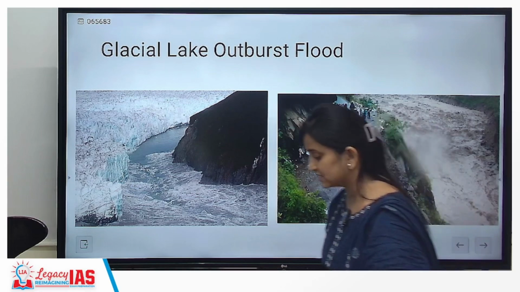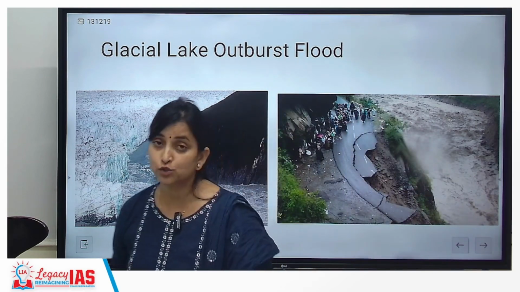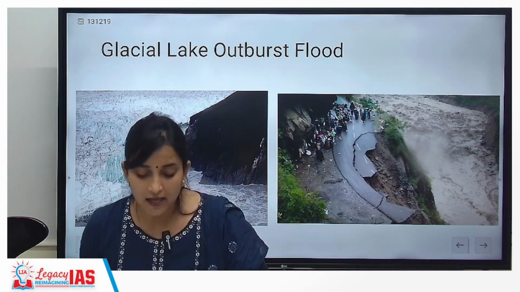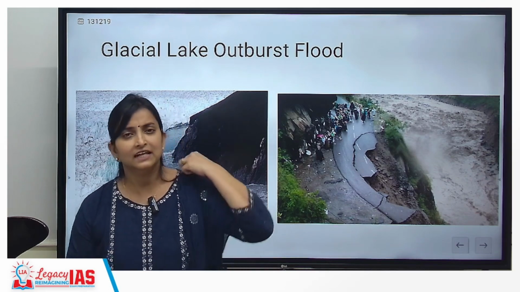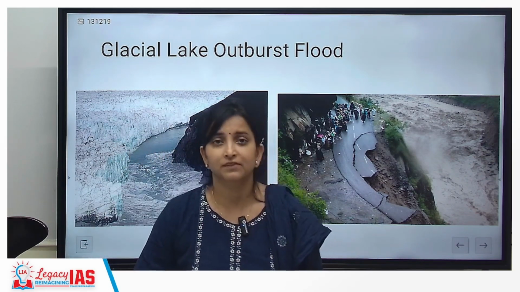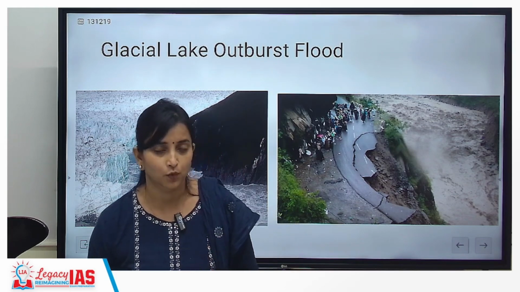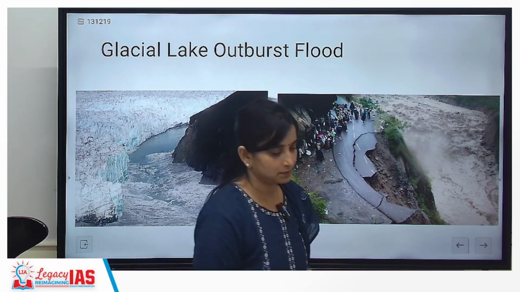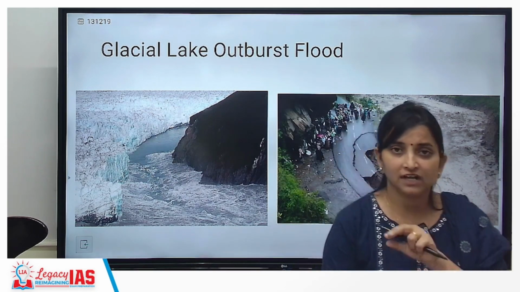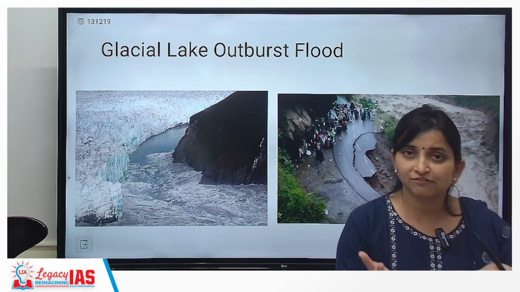But as we discussed, the flash flood could have also taken place in Uttarakhand. There are apprehensions, there are discussions that it might not just be the cloudburst. The flash floods could have also taken place because of a glacial lake outburst flood. So what is a glacial lake outburst flood? Wherever the glacier continues to trickle down and form a lake.